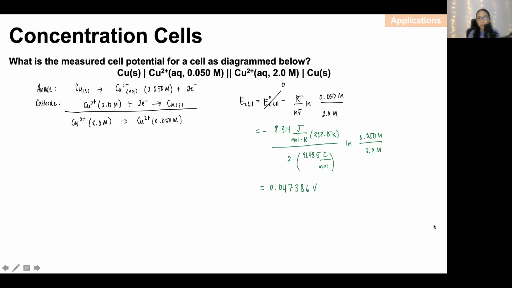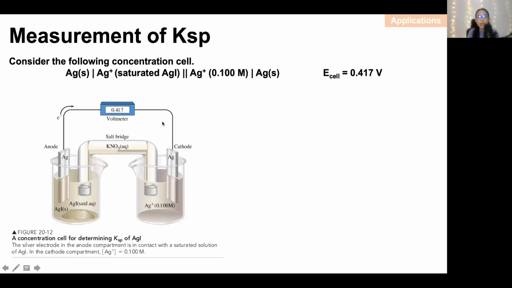So, meron pa rin siyang cell potential kahit na walang net reaction. So again, yung overall effect lang niya is parang pinaghalo mo lang yung dalawang solution. So eventually, magiging equal yung concentrations nilang dalawa.